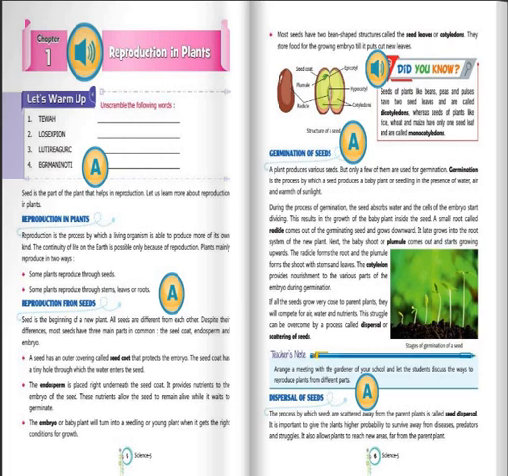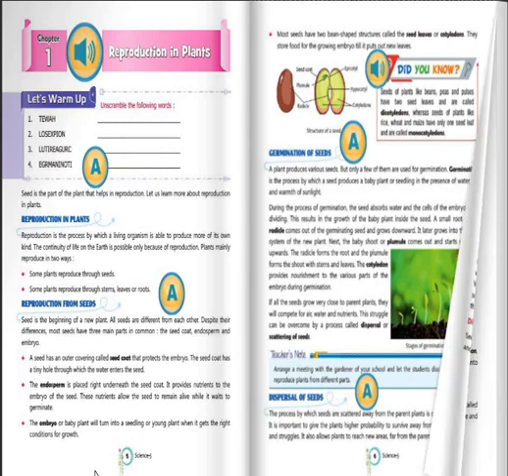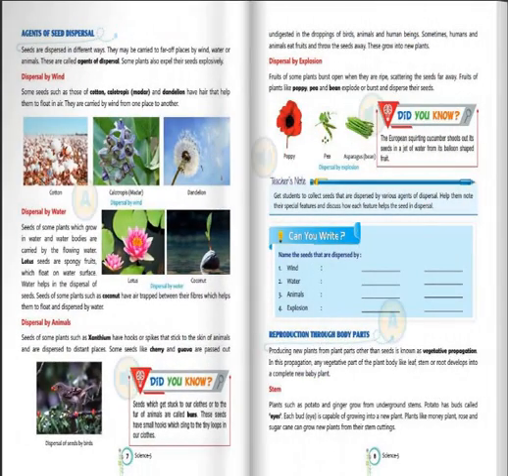Next we will learn about the agents of seed dispersal, which means what things help a seed to scatter away from the parent plants. So let's learn that. As you can see, dispersal of seeds can be done by four types of different agents, which are wind, water, animal and explosion.